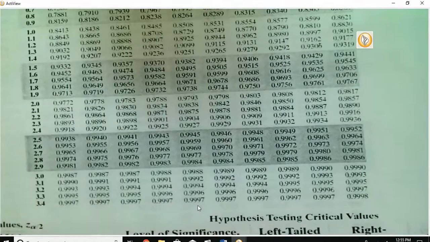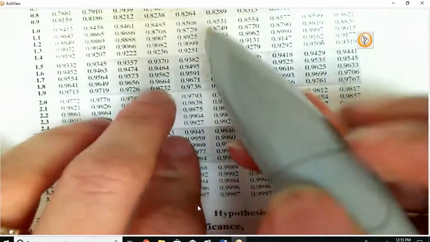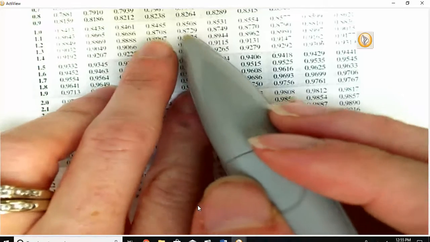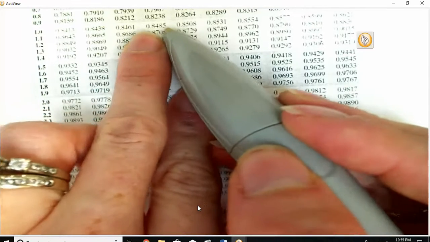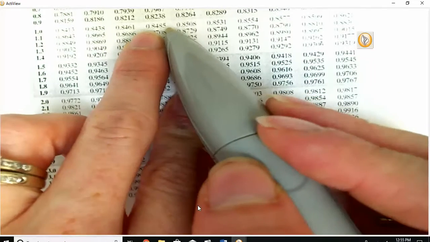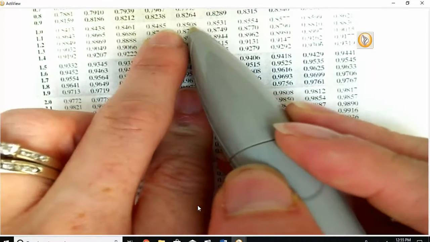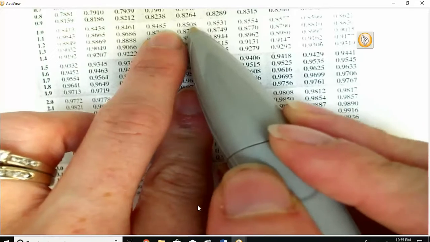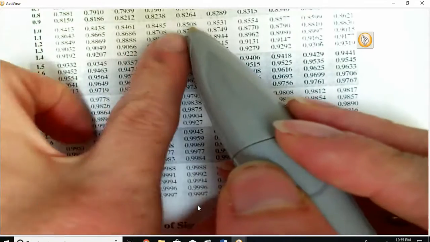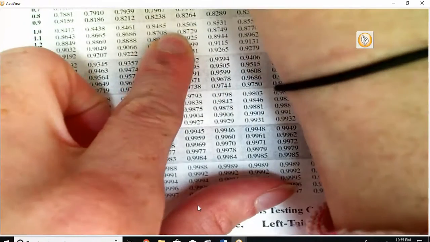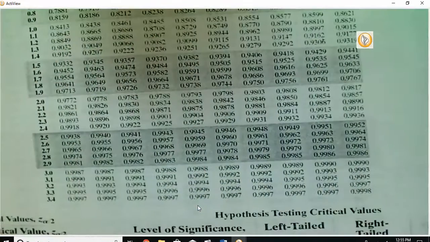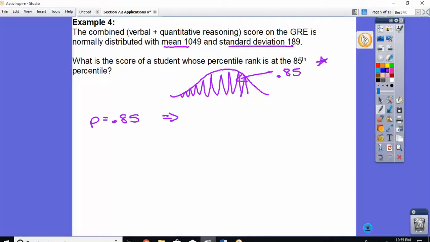0.8508. I'm trying to find 85% in here. And so I see it's kind of right in here. I have 0.8485 and 0.8508. Which one's closer? 0.8508. So that's at 1.04. So this means my Z value is 1.04.